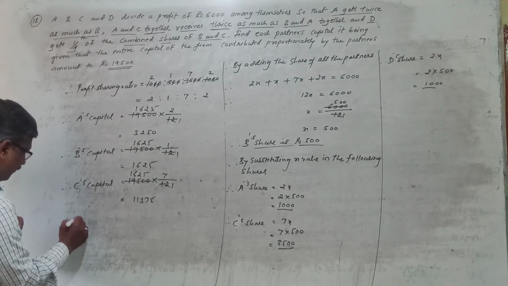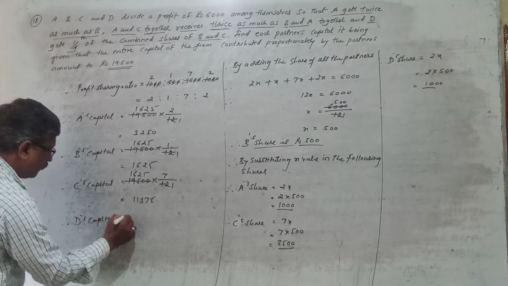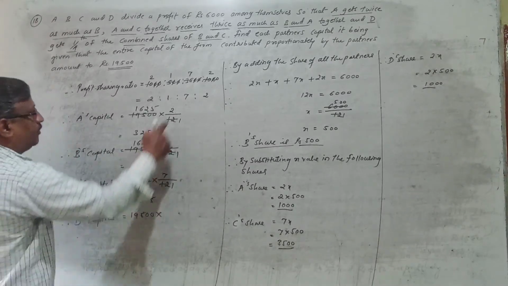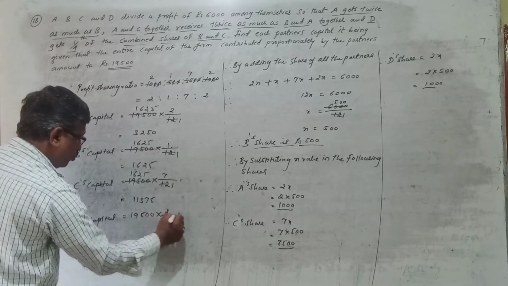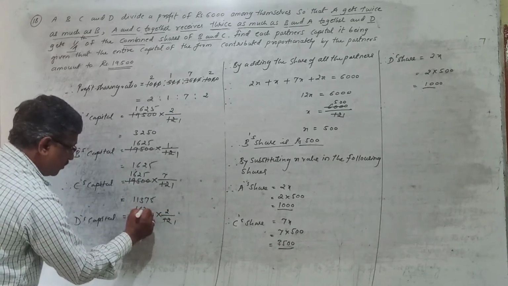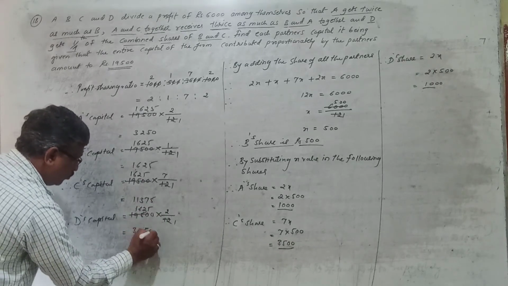And finally you have to find D's capital. D's capital equals the total capital 19,500 multiplied by D's share, which is 2, divided by this 12. Again if you divide this it comes to 1,625, and 1,625 times 2 gives you 3,250 rupees.